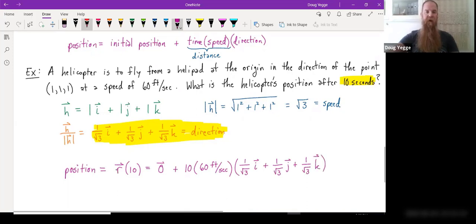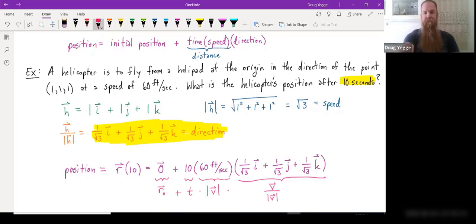So we should be able to recognize from this equation where this all came from. This was our R0. This was t. This was our magnitude. This was our direction. And that's what we ended up using in order to calculate that position.